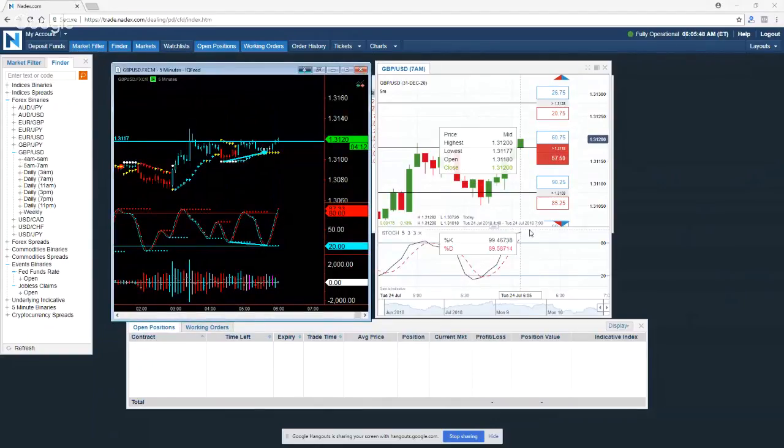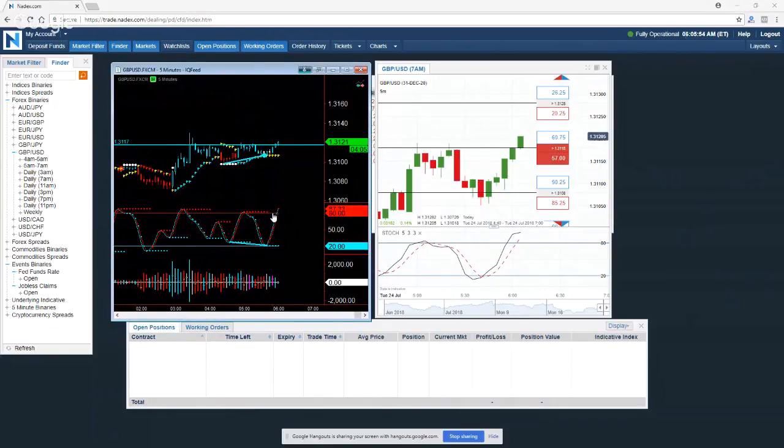And the reason that I exited is anytime you're above 80, especially if you're above 80 over here, it will typically reverse on you. So I just went ahead and exited the position.